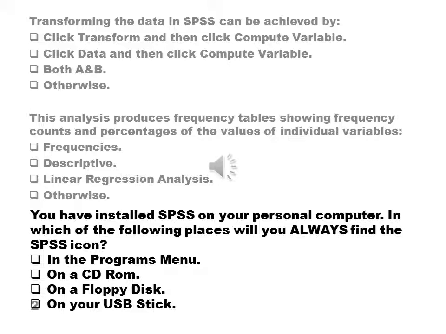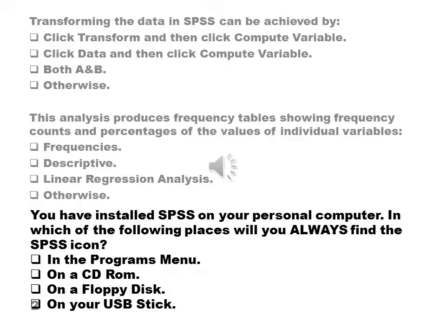Number 2: this analysis procedure produces a frequency table showing frequency counts and the percentages of the values of individual variables. Frequencies, descriptive, linear regression analysis, or otherwise? Again, the analysis produces a frequency table showing frequency counts and percentages of the values of individual variables. You must choose frequencies.